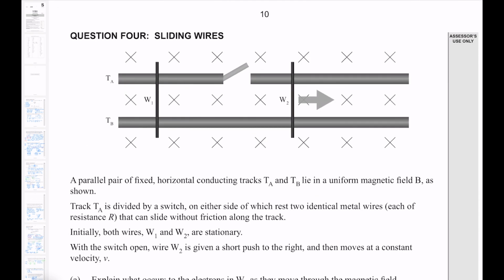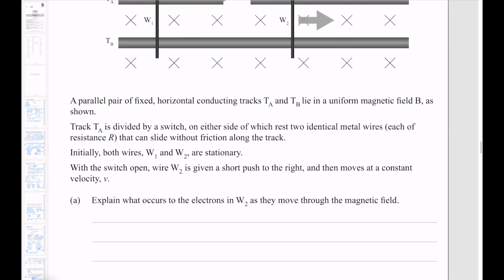Question 4. A parallel pair of fixed horizontal conducting tracks TA and TB lie in a uniform magnetic field B as shown. Track TA is divided by a switch on either side of which rest two identical metal wires, each of resistance R, that can slide without friction along the track. Initially, both wires W1 and W2 are stationary. With the switch open, wire W2 is given a short push to the right and then moves at a constant velocity v. Explain what occurs to the electrons in W2 as they move through the magnetic field.